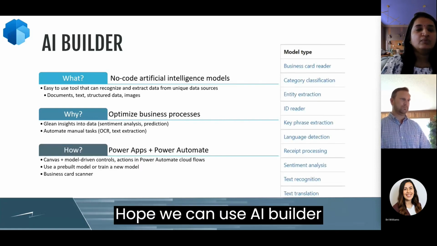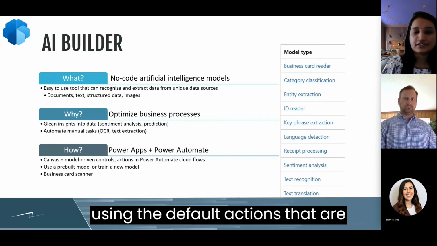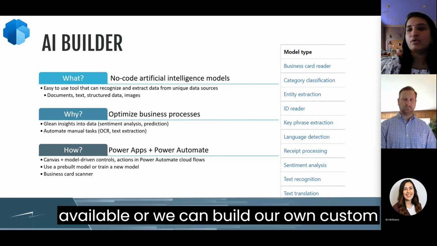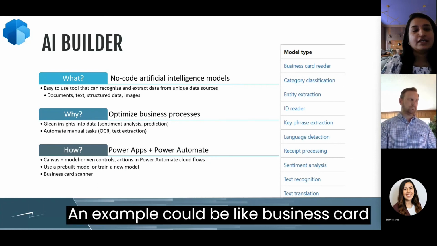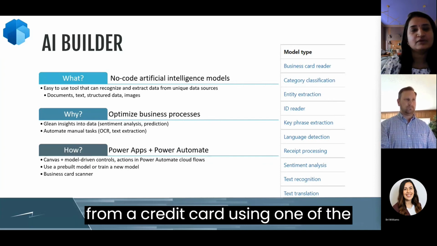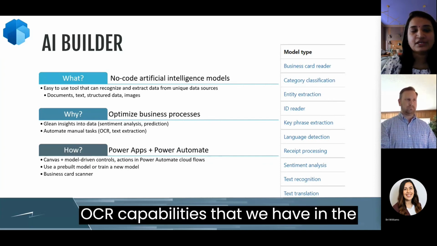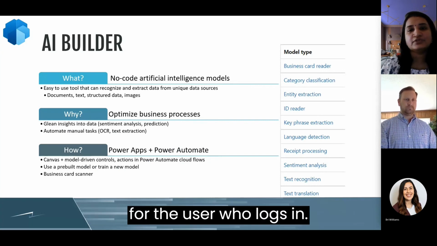How? We can use AI Builder through Power Apps and Power Automate by using the default actions that are available, or we can build our own custom actions using AI Builder. An example could be a business card scanner, or we can extract information from a credit card using one of the OCR capabilities that we have in the AI model and display the data on a form for the user who logs in.